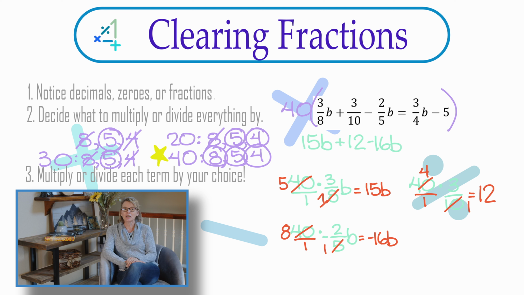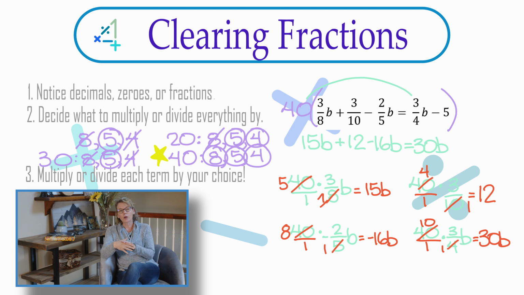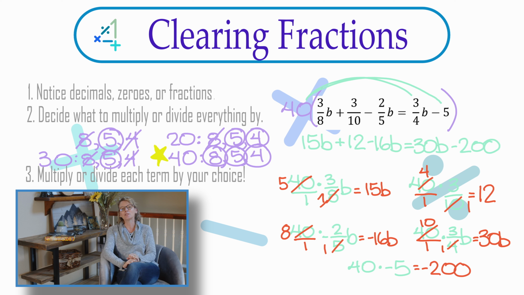Almost done. We just have to do the other side. 40 times 3/4b. Can you see what's going to happen? We know the bottom will be 1. Divide the 40 by 4 equals 10. Multiply by 3 for 30b here. Last one that looks a little different. 40 times negative 5. We just have to multiply this normally. 4 times negative 5 is negative 20. Then add a 0, equals negative 200.